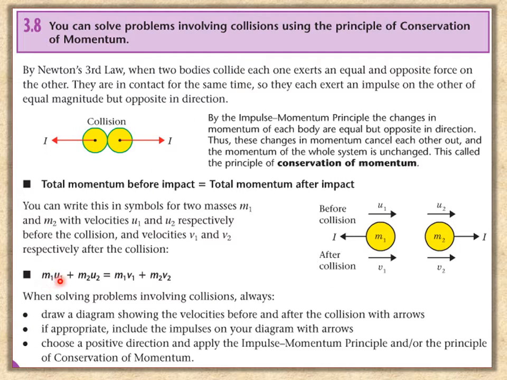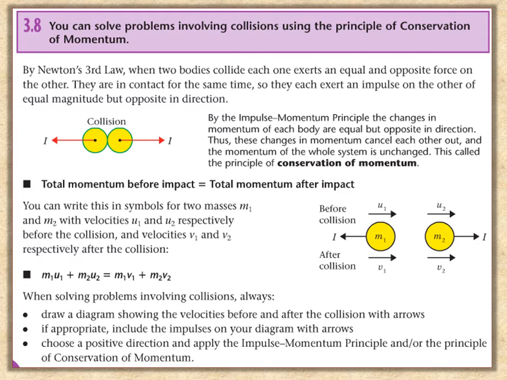For momentum before impact, I take u1 and u2 as the initial velocities of the two particles in impact, and v1 and v2 as the final velocities of the objects, with m1 and m2 as the masses of the two objects respectively. So momentum, mass into velocity, equals mass into final velocity. This is the formula for the conservation of momentum: total momentum before collision is the same as total momentum after collision.